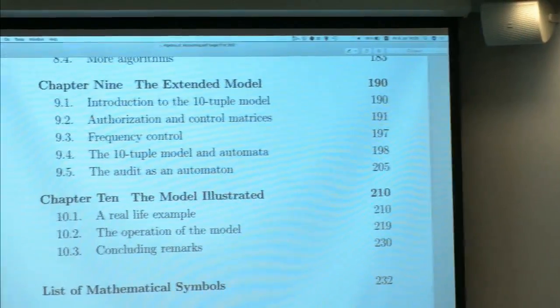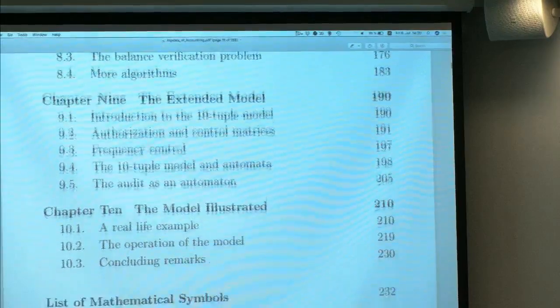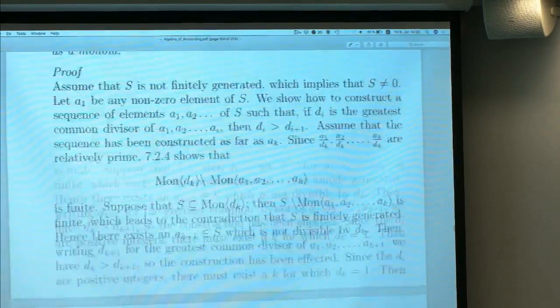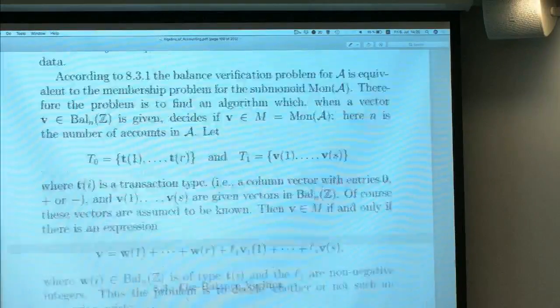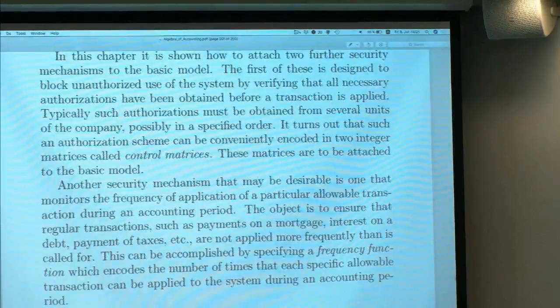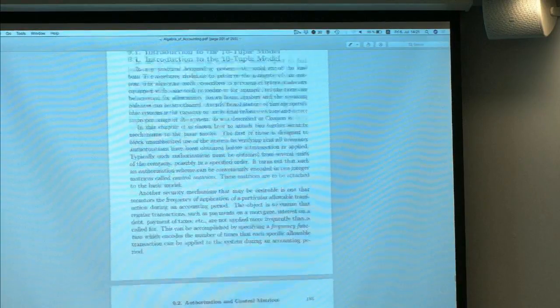Can you tell something about this 10-tuple model? What kind of information is coming? I don't want to have all the 10-tuple stuff, but I just want to know what kind of stuff. I read this book yesterday night, so you can't expect too much. So basically, from this chapter, I just read the first page or something, and then I forgot it again.